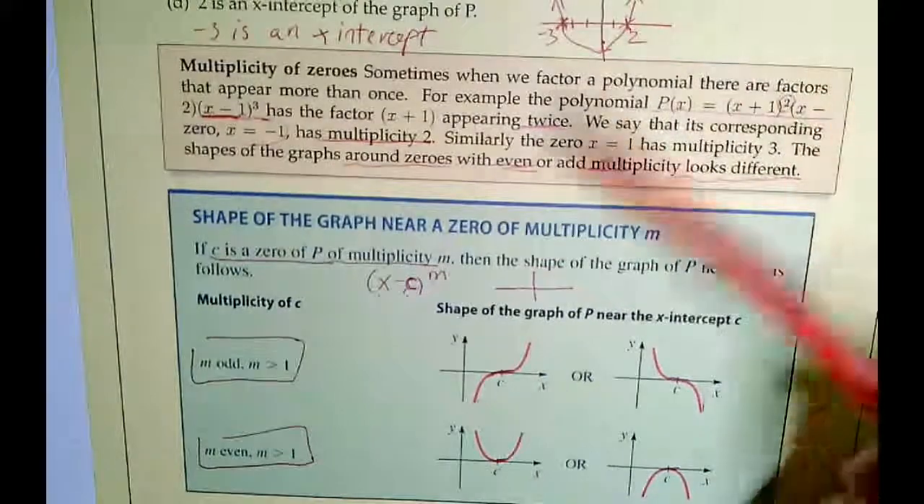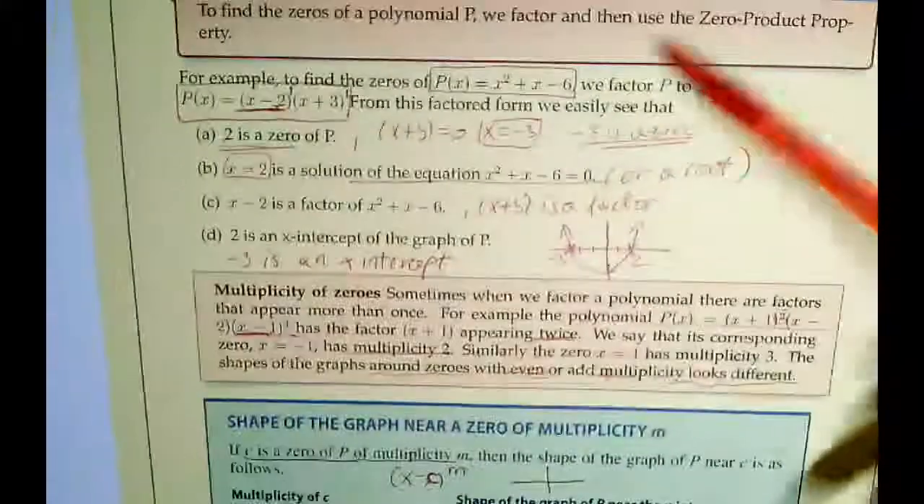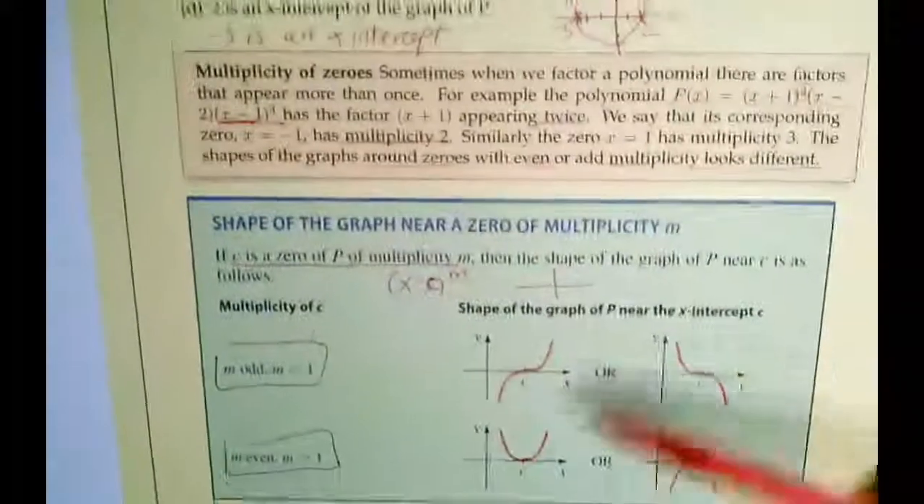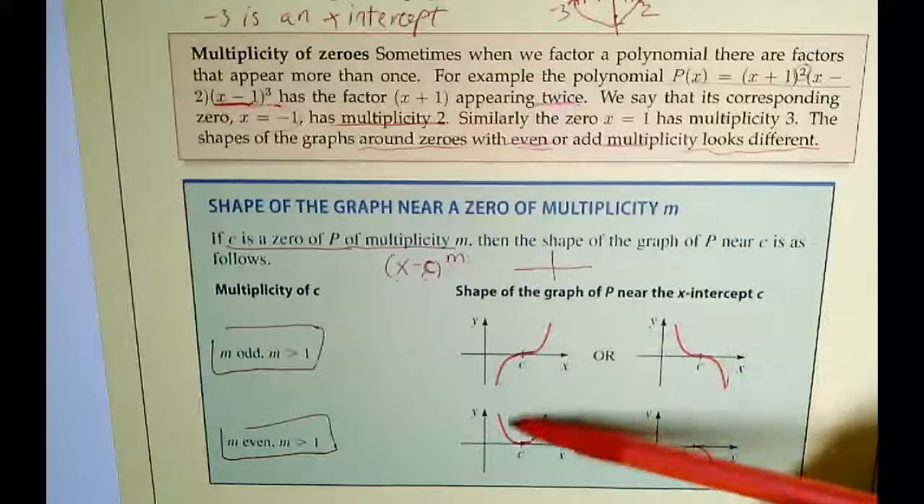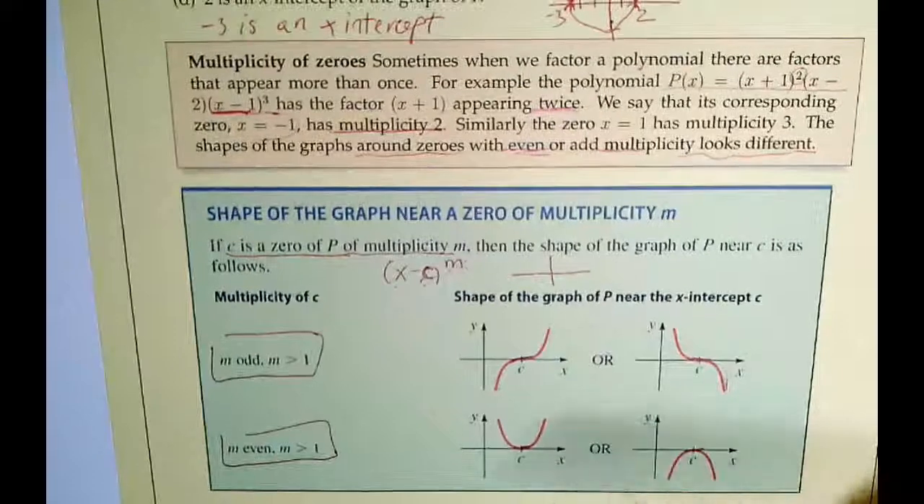Okay, so now we have all the tools to graph polynomial functions. We know how to get the zeros. We're going to need to factor, and we know that the shape of the graph around the zeros with even or odd multiplicities are going to look like this. So let's practice.